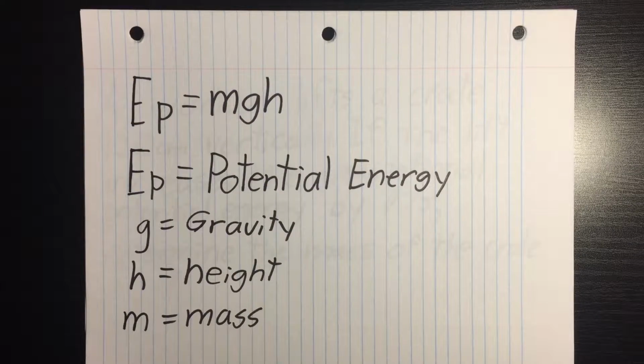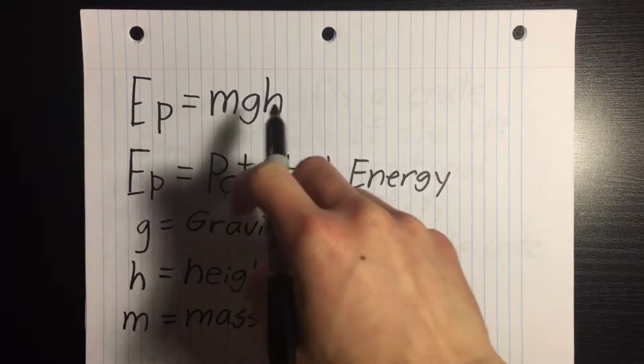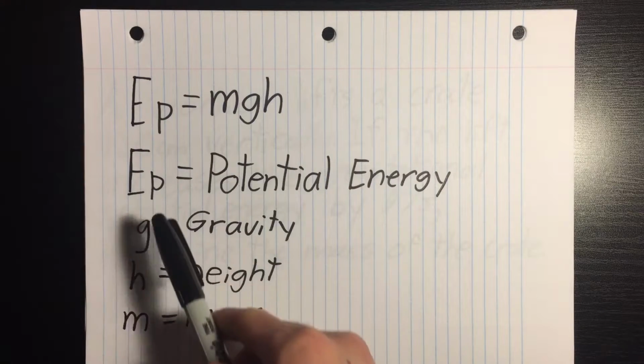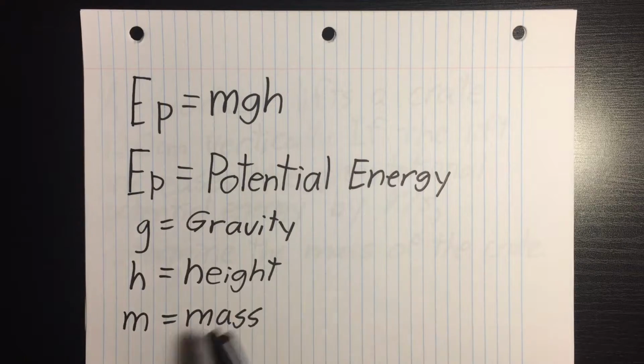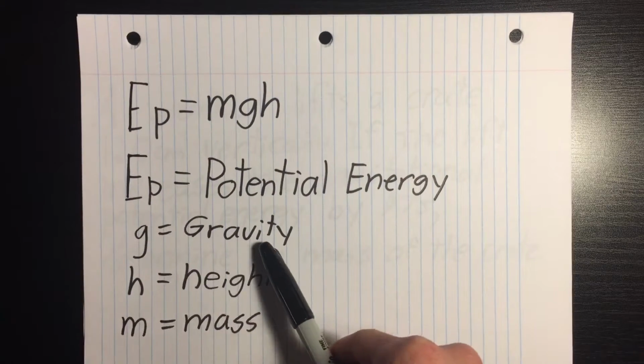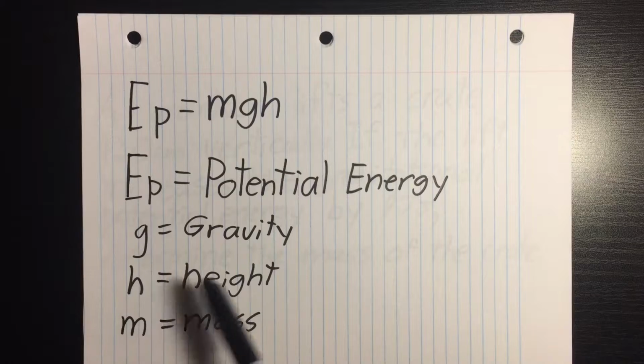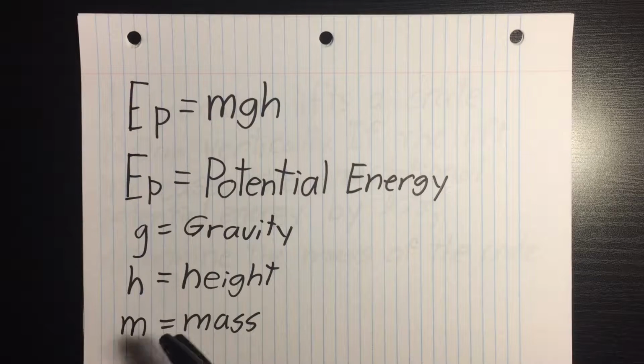So the formula to calculate potential energy is EP equals mgh. And the EP stands for potential energy, the G stands for gravity, and the H stands for height, and the M stands for mass.